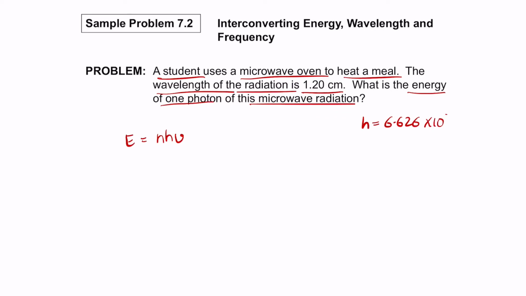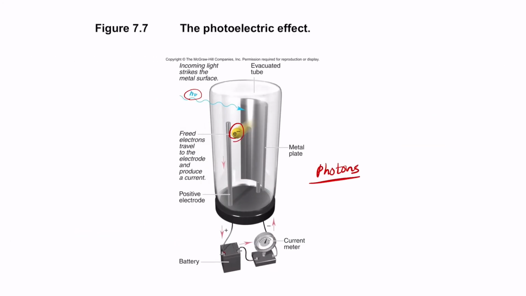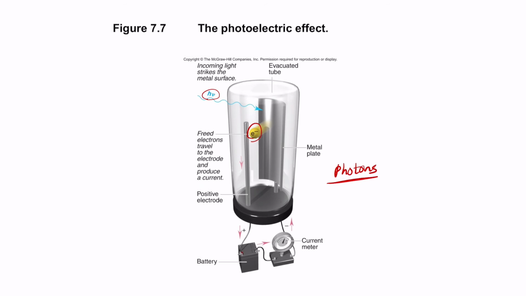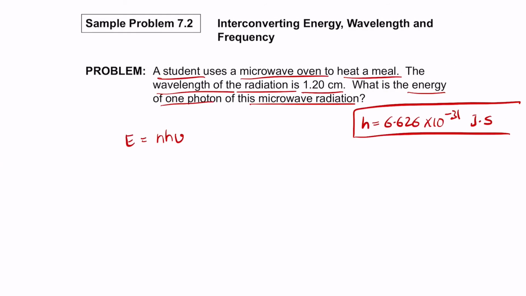into 10 to the power negative 31 joule second. So this is the value of Planck's constant. Remember the value for Planck's constant. Now, with this into consideration, we have one photon, so n equals 1, and we have to know the velocity. So how do you find the velocity?